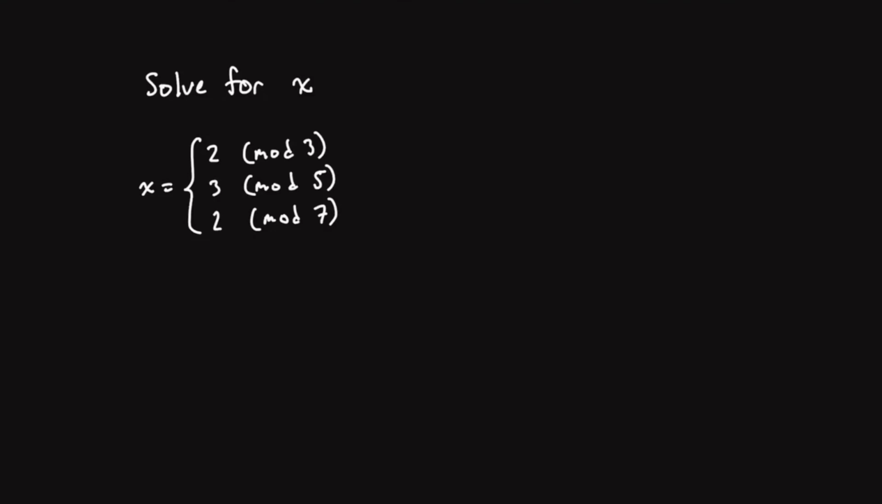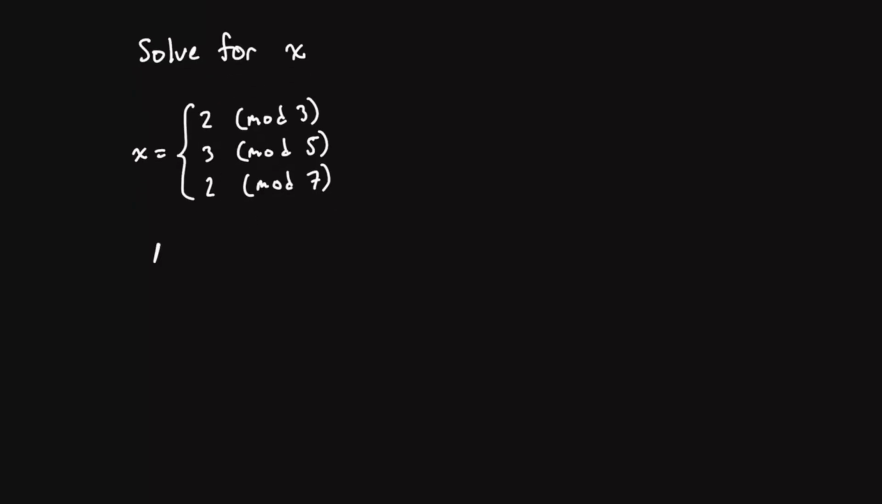We're going to be solving for x, given that x is equal to 2 mod 3, 3 mod 5, and 2 mod 7. So first we want to multiply all of these values together. Let's call it m equals 3 times 5 times 7, which is just equal to 105.